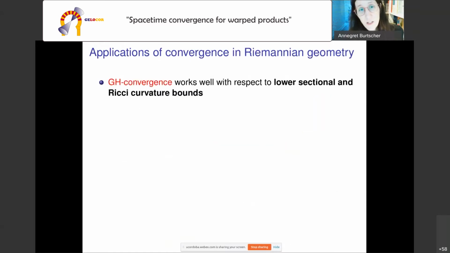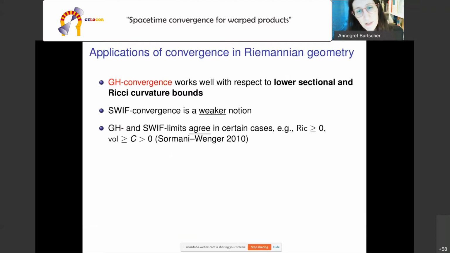So what are the advantages of studying these kinds of distances and convergence in Riemannian geometry? It's well known that the Gromov-Hausdorff convergence works very well with lower sectional and Ricci curvature bounds. I'm not going into detail now. This was also mentioned earlier. On the other hand, the intrinsic flat convergence is a weaker notion of convergence. But in some cases, especially if the Ricci curvature is bounded from below by 0, these limits may agree.